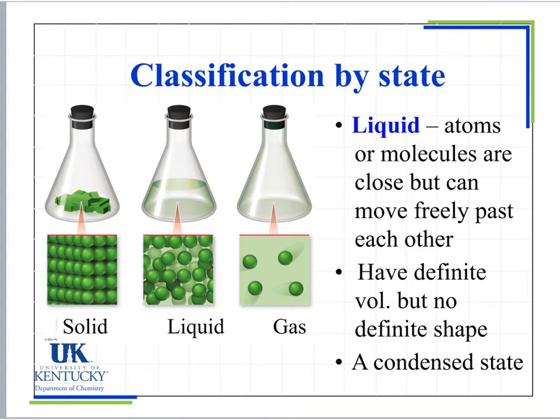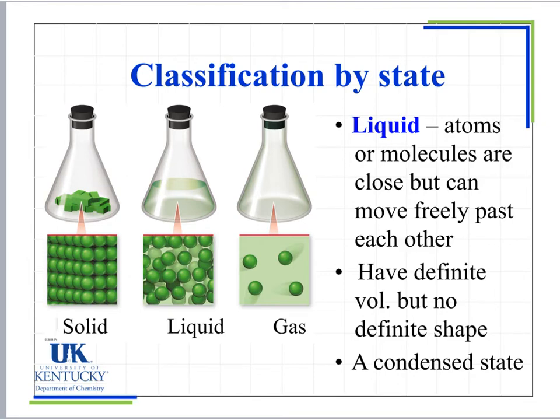The second state is the liquid state. In a liquid state, atoms or molecules are close together, but they can freely move past each other. So although they're touching each other, they can move past each other. So that's why it can change shape. It doesn't have a definite shape.